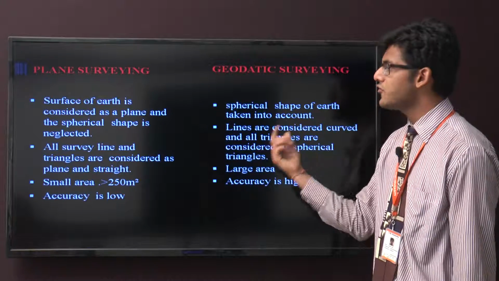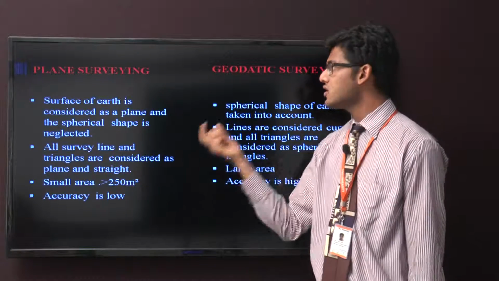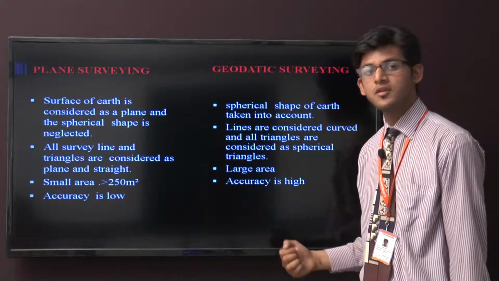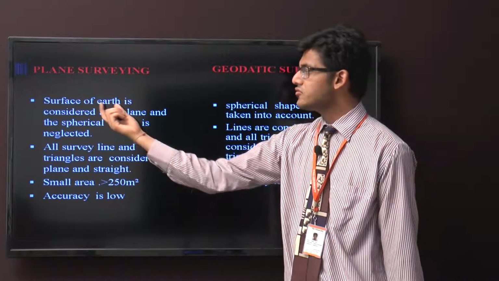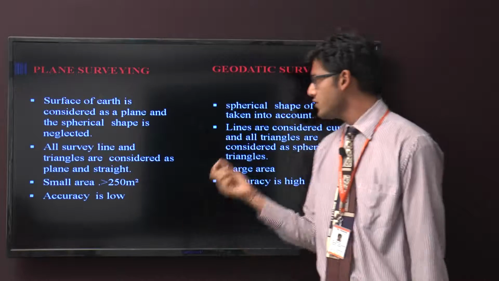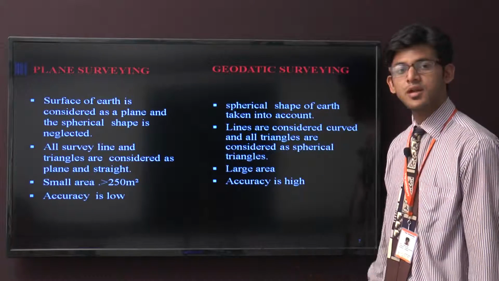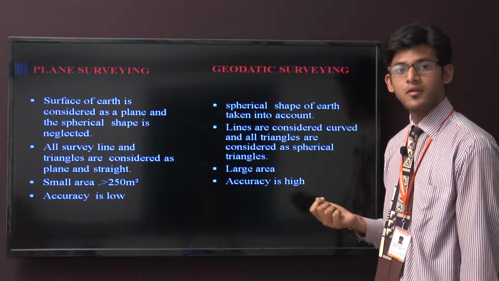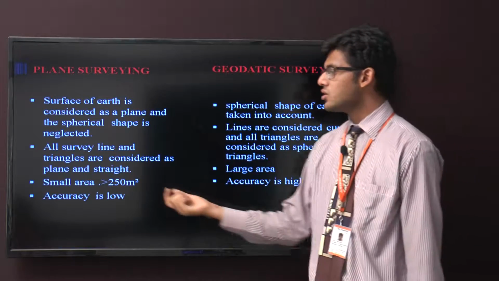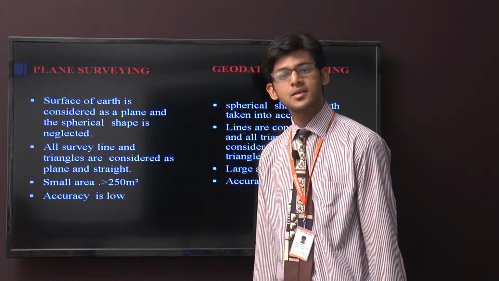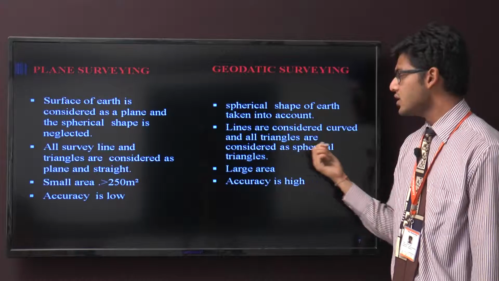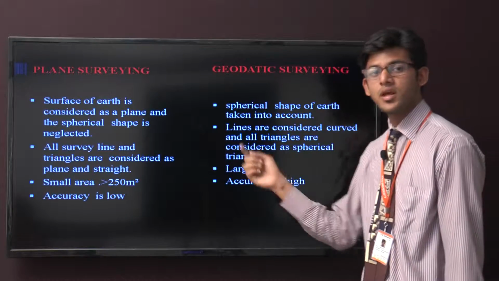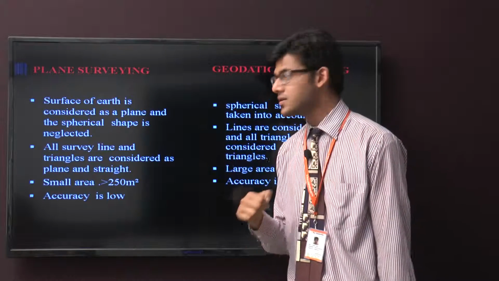Next we will see the difference between plane surveying and geodetic surveying. In geodetic surveying, the surface of the earth is taken as a spherical shape, so we take the curvature of the earth into consideration. Next, in plane surveying all survey lines and triangles are considered as plane. Here in geodetic surveying the triangles are considered as spherical triangles, so we have to take the curvature of the triangle also into consideration.